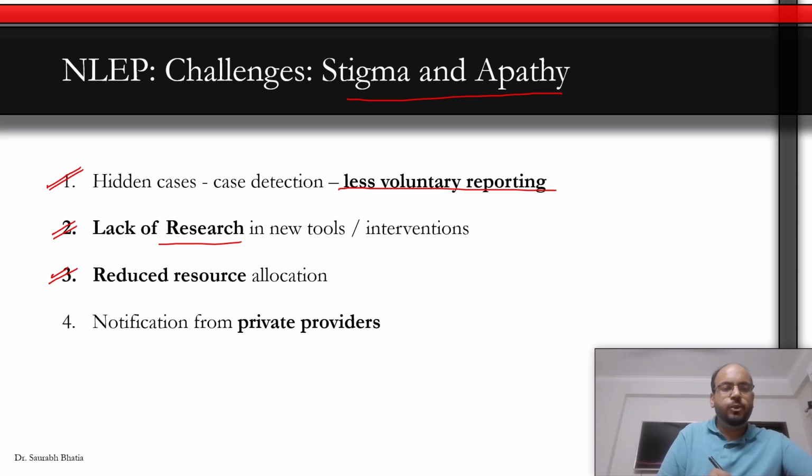Clear? Notification from private providers or private practitioners. Now, sometimes a patient with Hansen's might come to you in private practice, and you are treating them with a three-drug regimen, which they are buying on their own.